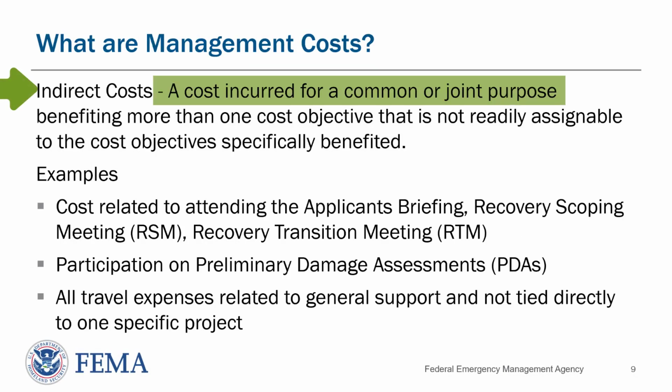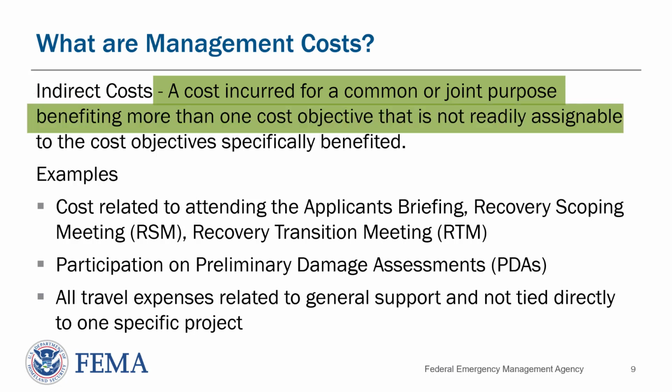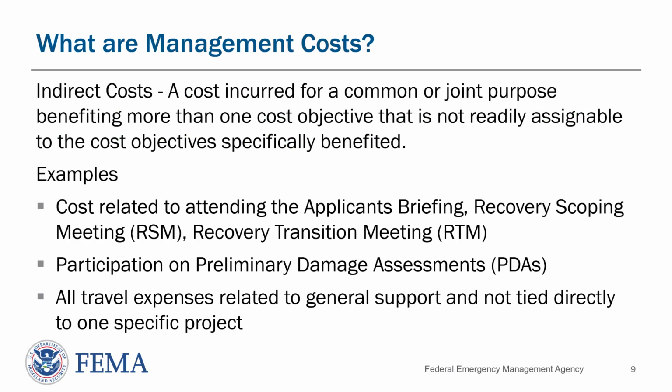Breaking those down even further, so indirect costs. Those are costs incurred from a common or joint purpose, which could benefit more than one cost objective that is not assignable to a specific cost objective benefited. Which, that's a lot of words. Break it down to kind of more real life examples.